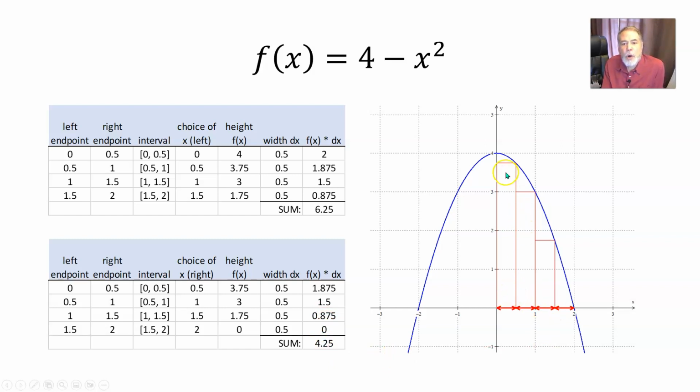And that's a bit smaller than the actual area under the curve, because the rectangles all fit entirely underneath the curve, but there's some space left over that we didn't count. So the actual area is somewhere between the first set of rectangles that added up to 6.25 and this set here that adds up to 4.25.